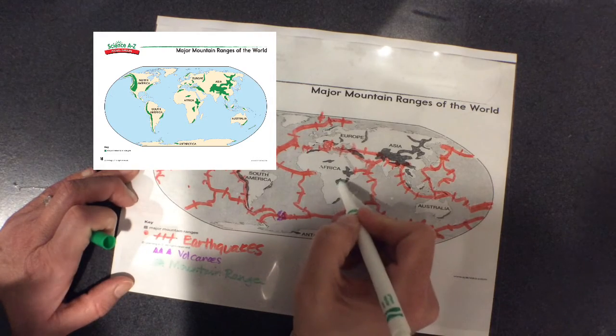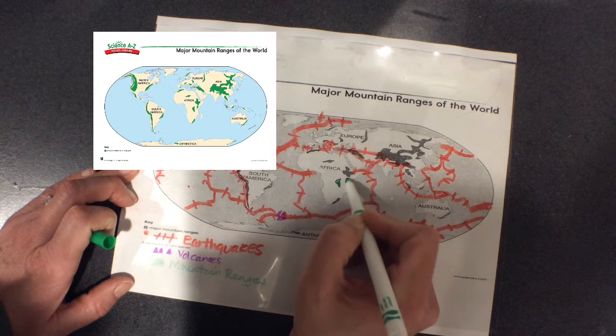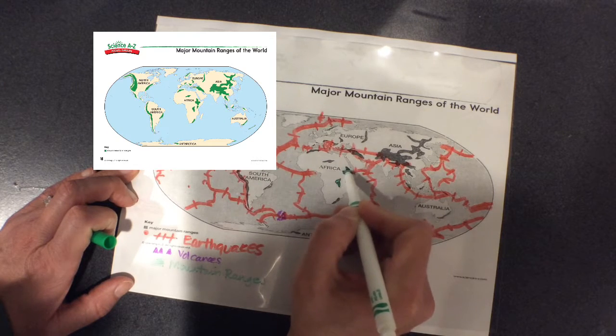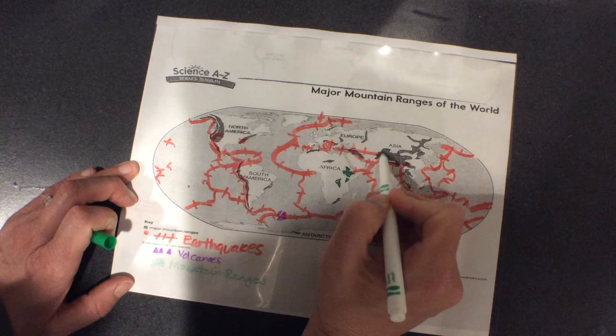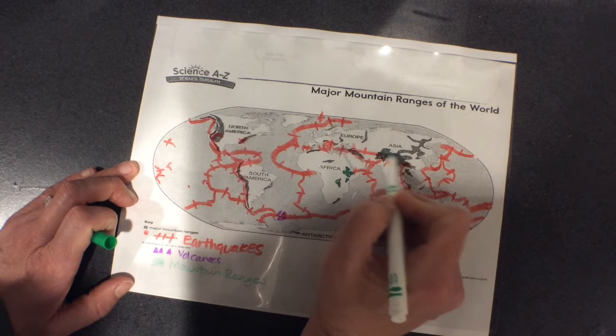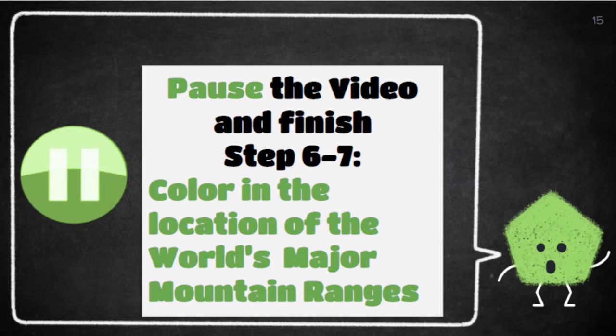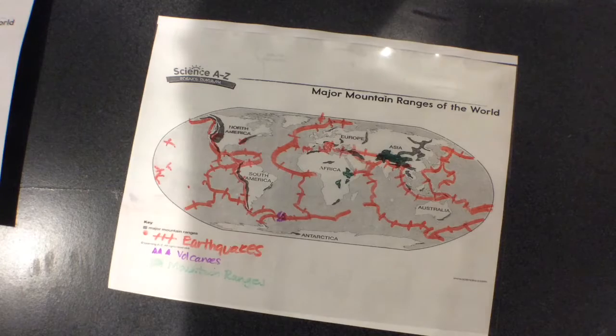And then color in all those spots where you see mountain ranges. So all those gray spots where you see mountain ranges, those are all the mountain ranges. All right, so go ahead and pause the video and color in all the locations where the major mountain ranges of the world can be found.